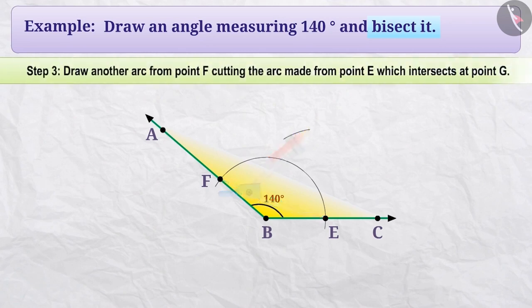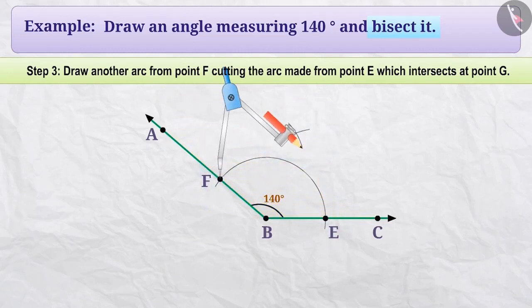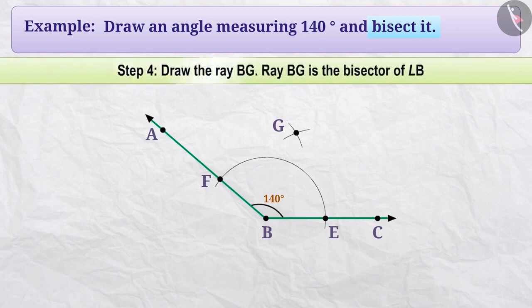With this radius, we will draw an arc in the interior of angle ABC. Step 3. By keeping the same radius in the compass, we will place the pointed end of the compass on F and draw another arc that intersects the arc made from E. Both arcs intersect at point G. Step 4. Now we will draw ray BG from vertex B to G. The ray BG divides angle ABC in two equal parts, so it is the desired bisector.